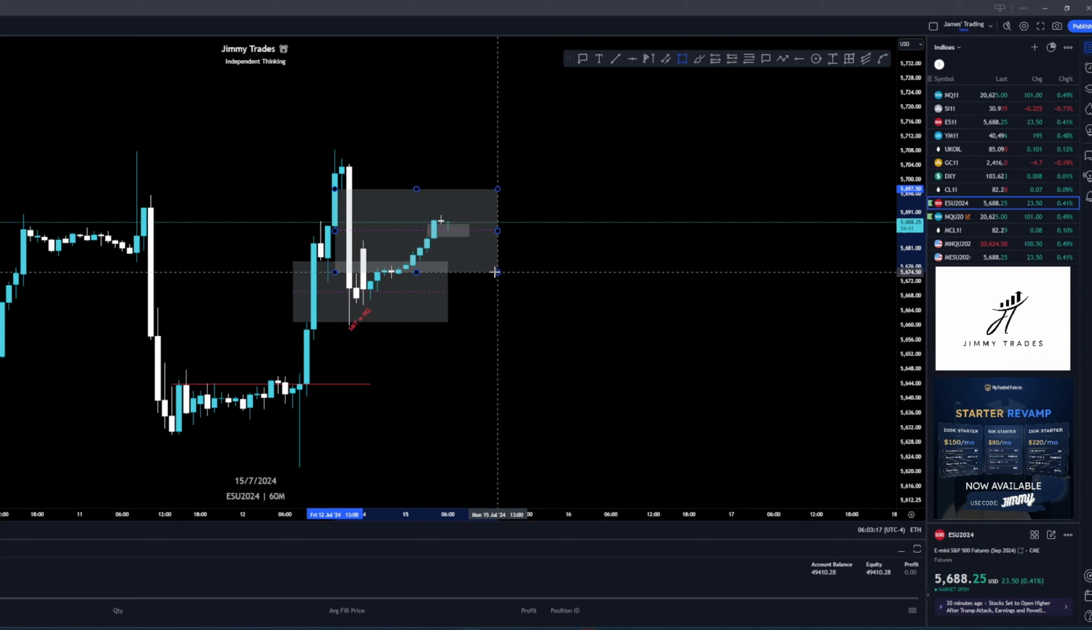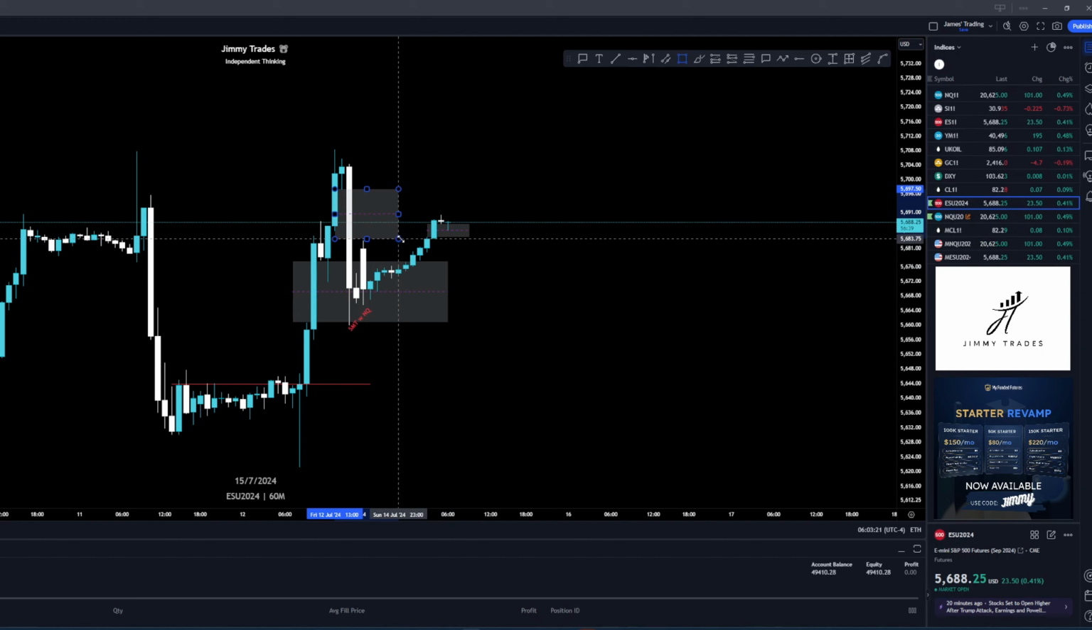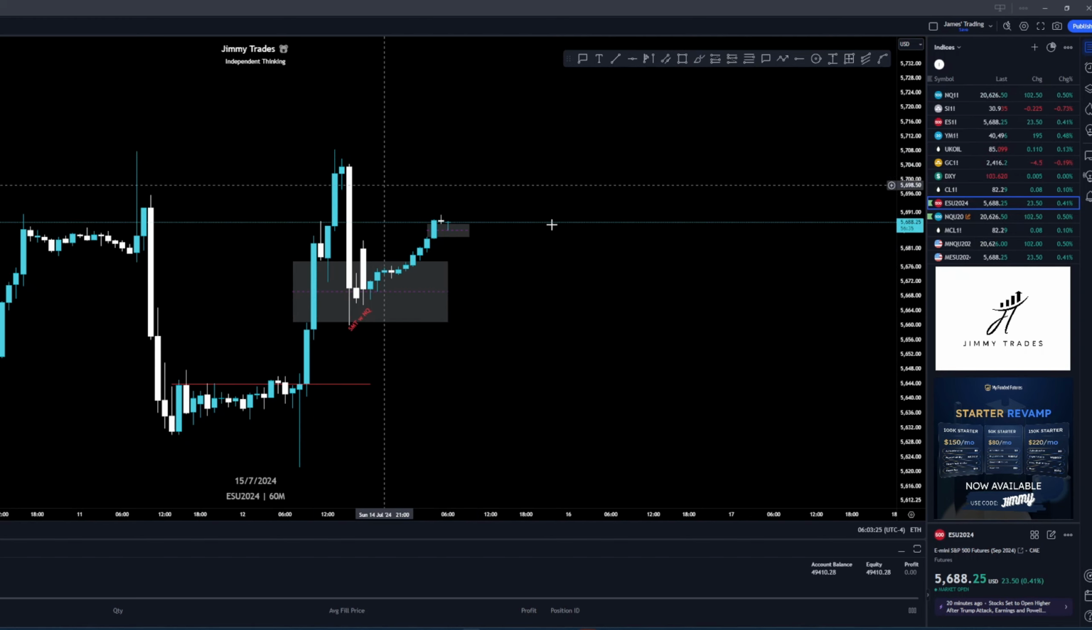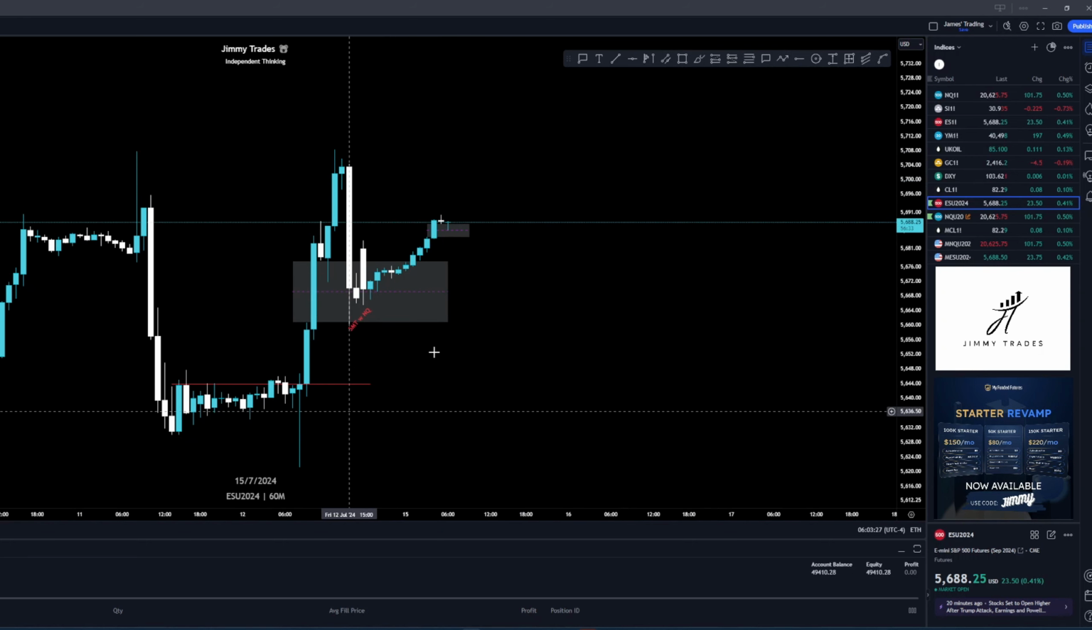So that's a good sign of continued bullish price action. All right, so that's our structure on ES. So I'm remaining bullish. Let's jump to CL.